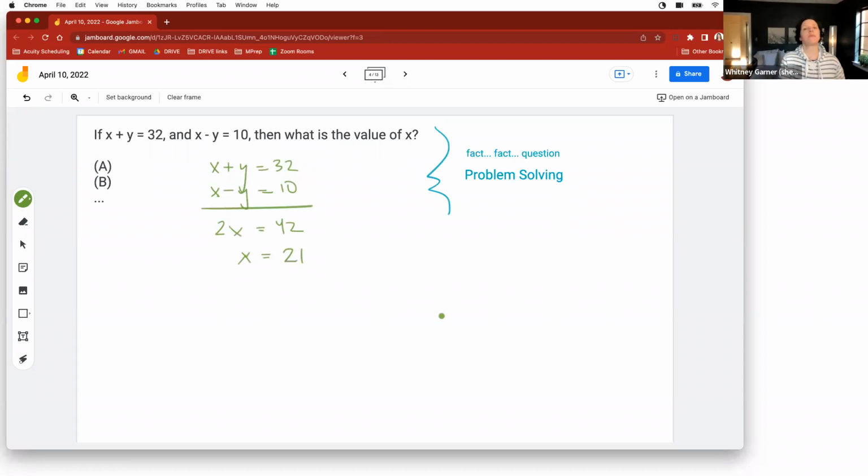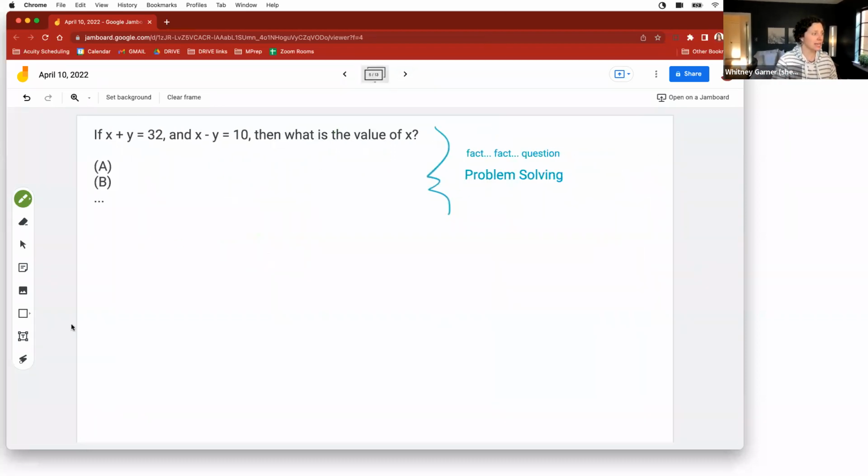Nice. So I promise this isn't a lesson on basic math, not exactly. But notice that at no point did I or you question whether x plus y was 32 or whether x minus y was 10. I didn't ask, I just used the information, and I used it to try and get an answer to my question.